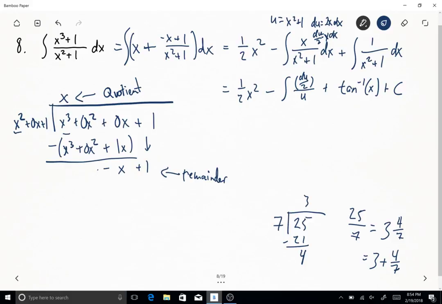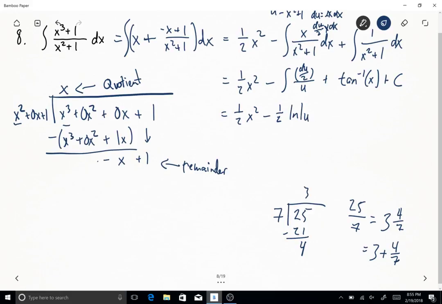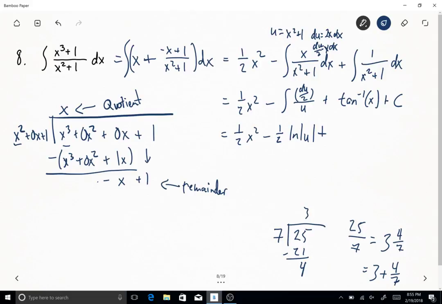Now, that du over u business, what happens there? So we can pull the 1/2 out in front, so minus 1/2. Du over u, that's just natural log of u. Plus arctangent of x plus some constant c.